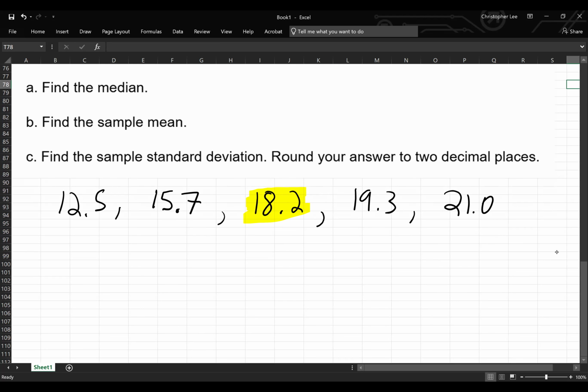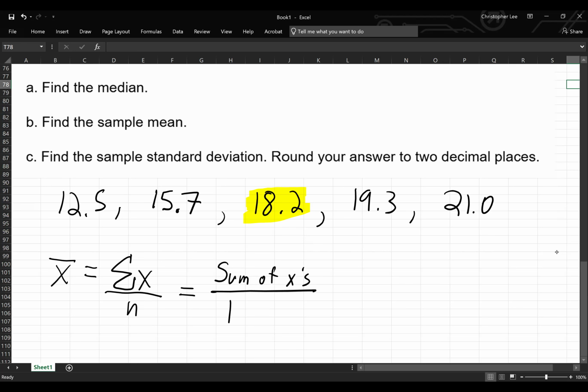What's the formula for mean? The mean is add them. Sample mean, what is it? X bar equals the sum of X over N. So this is the sum of the X's divided by the number of numbers. All you gotta do is just copy.